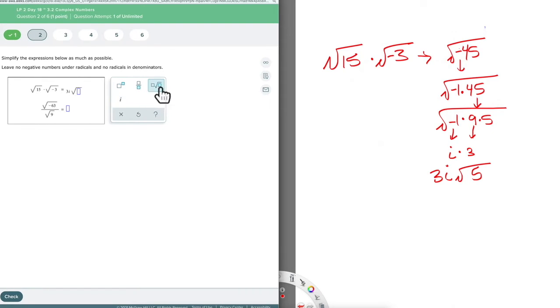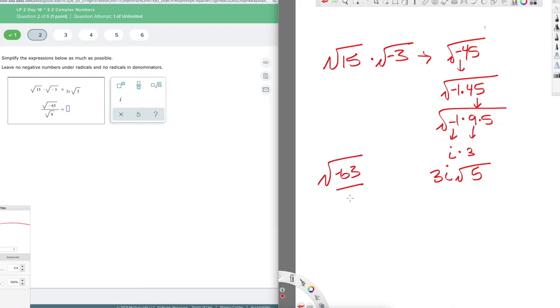Okay, with this one, so let's go ahead and write this one out. We have square root of negative 63 over the square root of 9. So let's separate this out. We have negative 1. 63 divides by 9 again, and that's going to be 7. 9 times 7 is 63 over the square root of 9.